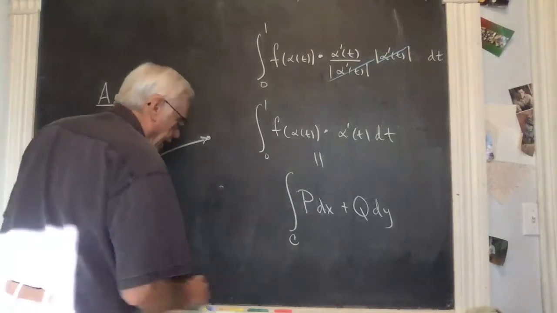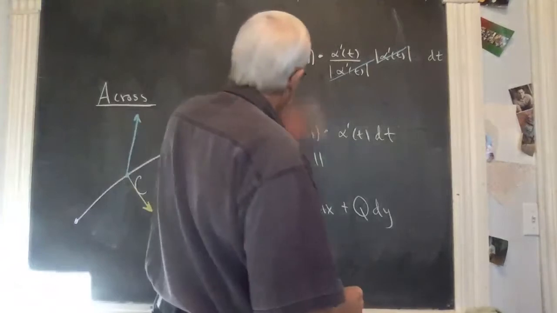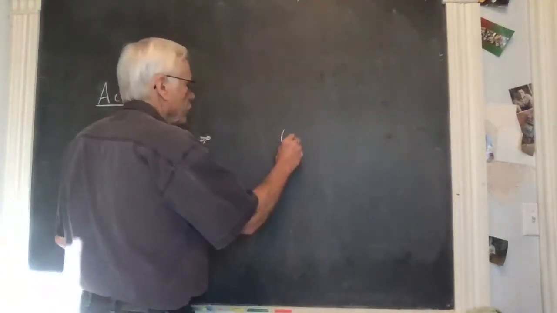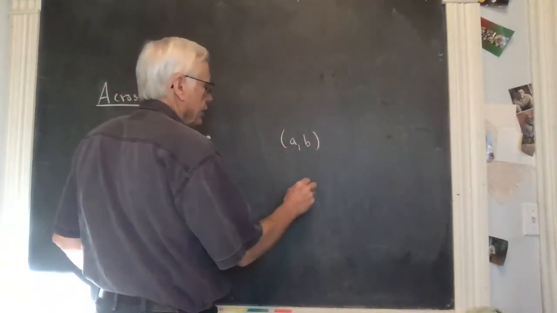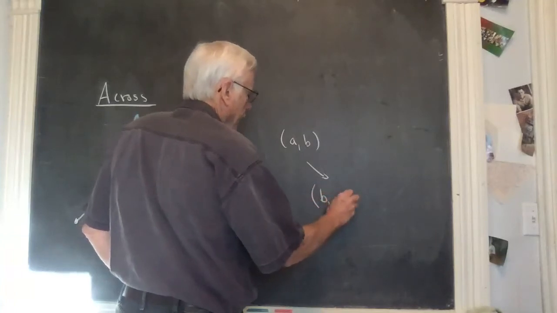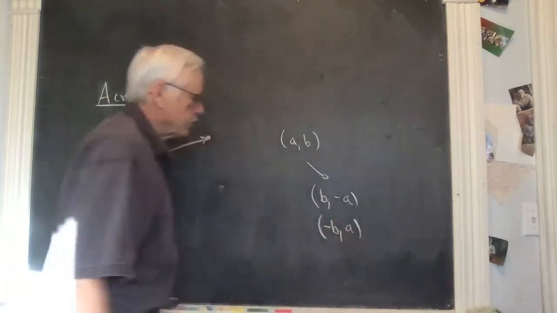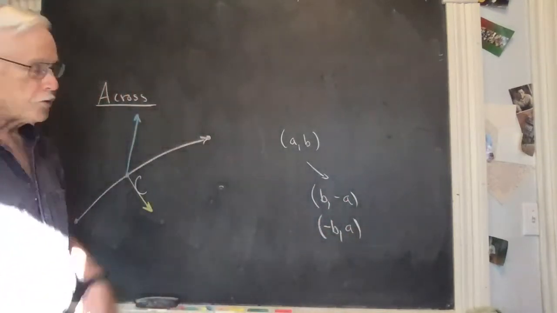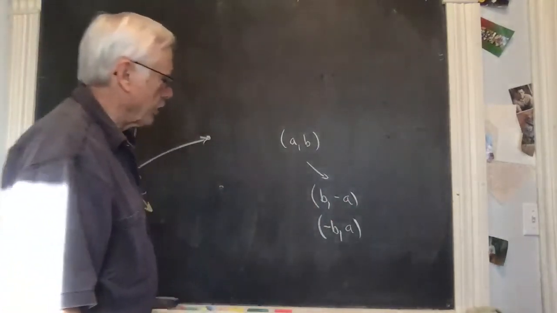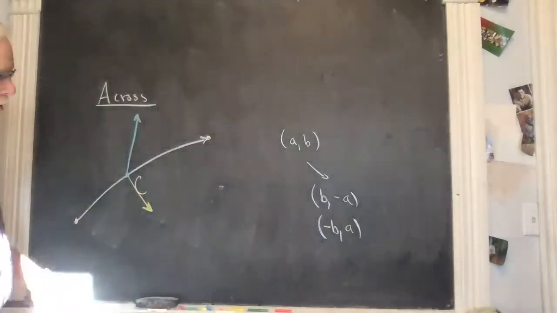Now, if we're in the plane, then this normal vector is easy to get, and there are 2 options. If you have any vector AB, then to get normals, you could take B minus A, or you could take minus BA. So in 2 space, it's easy to get normals. We'll also do something like this in 3 space. It's one of these 2, there's a choice. And these are kind of the left-hand, right-hand rule.